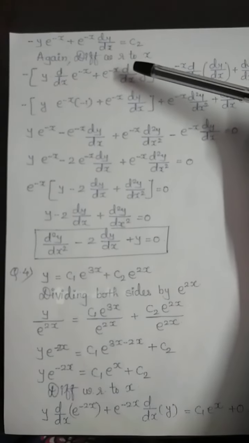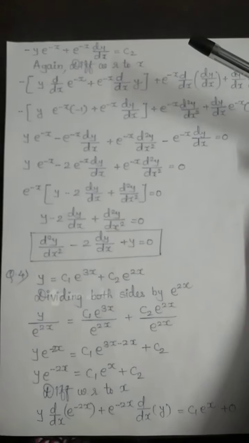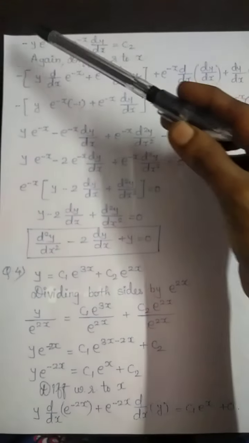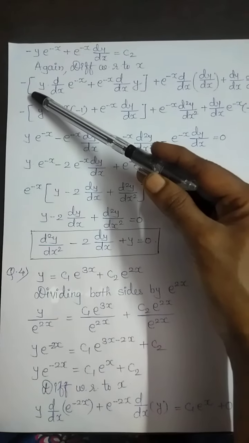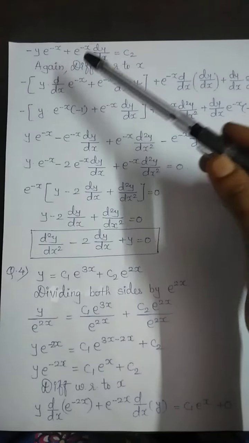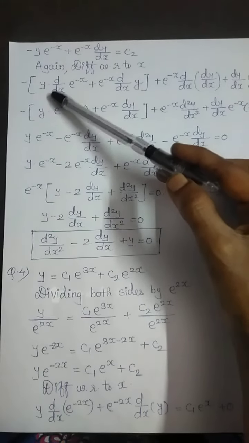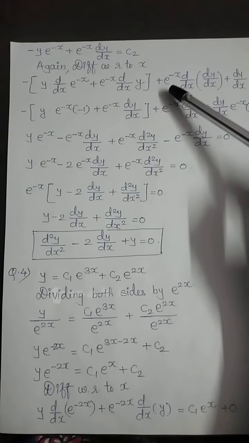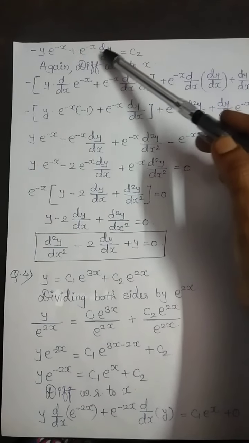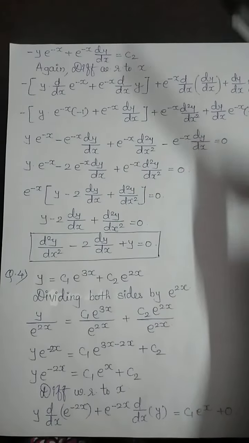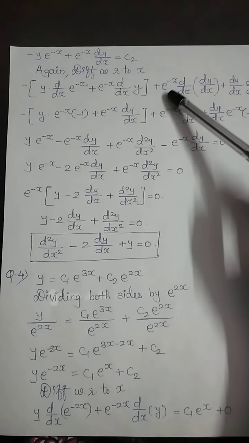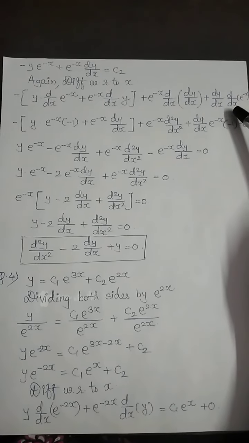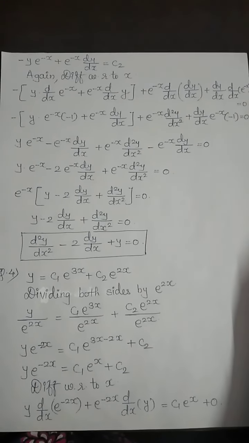Now again we will differentiate with respect to x. Since two constants are present, we can differentiate the term 2 times. Now this minus sign will be as it is outside the bracket, and inside the bracket we will use the u into v rule. So y derivative of e raised to minus x plus e raised to minus x into derivative of y plus, here also for the second term again we will use the u into v rule for the simplification. So we have e raised to minus x derivative of dy by dx plus dy by dx derivative of e raised to minus x is equal to 0.